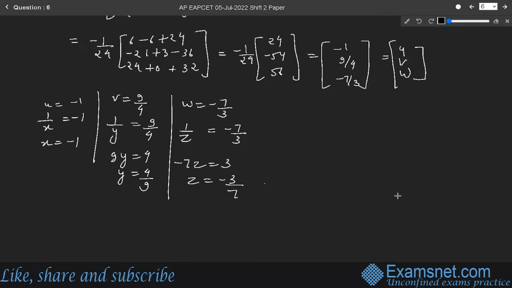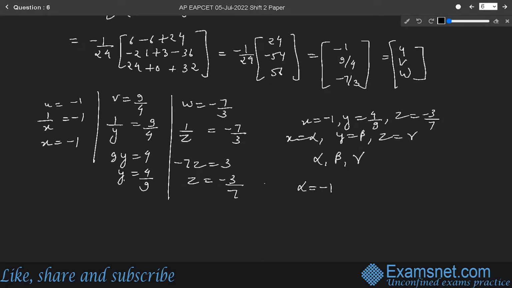Now, we know that these are the values for x, y and z. And let x be equal to alpha, y be equal to beta and z be equal to gamma. There are three roots, which are alpha, beta and gamma. So we have x is equal to minus 1, y is equal to 4 by 9 and z is equal to minus 3 by 7. Therefore, we have alpha is equal to minus 1, beta is equal to 4 by 9 and gamma is equal to minus 3 upon 7.